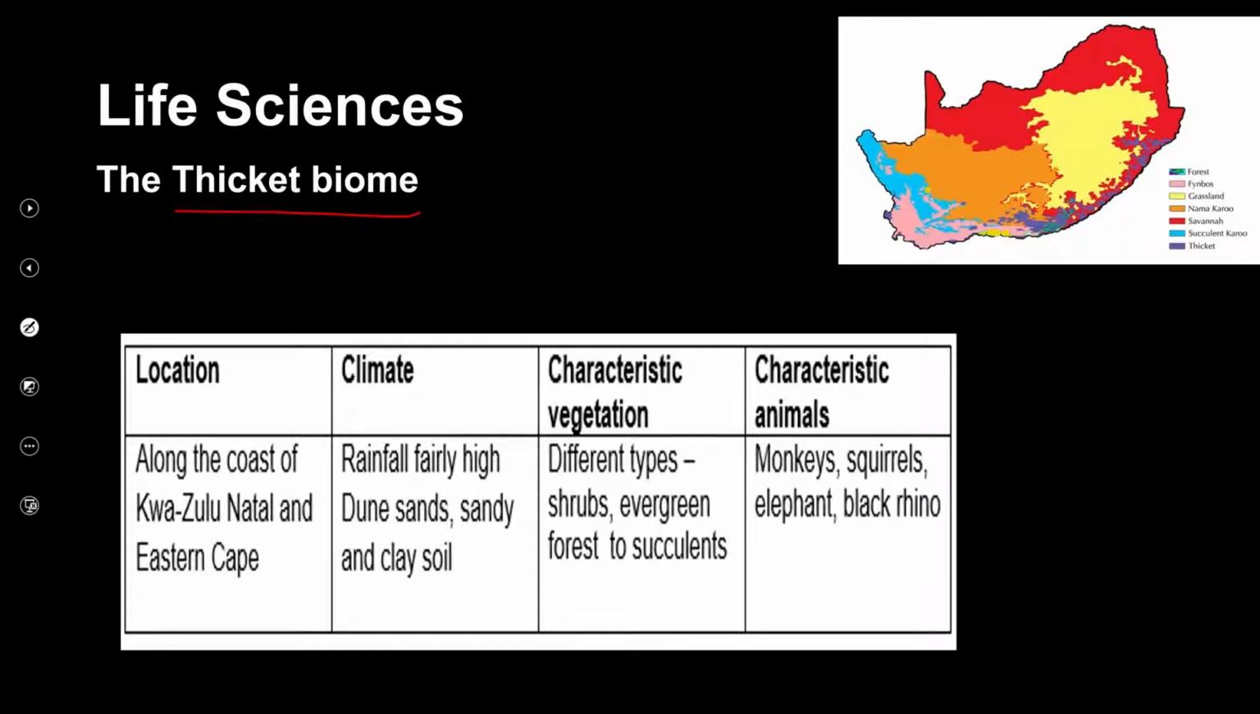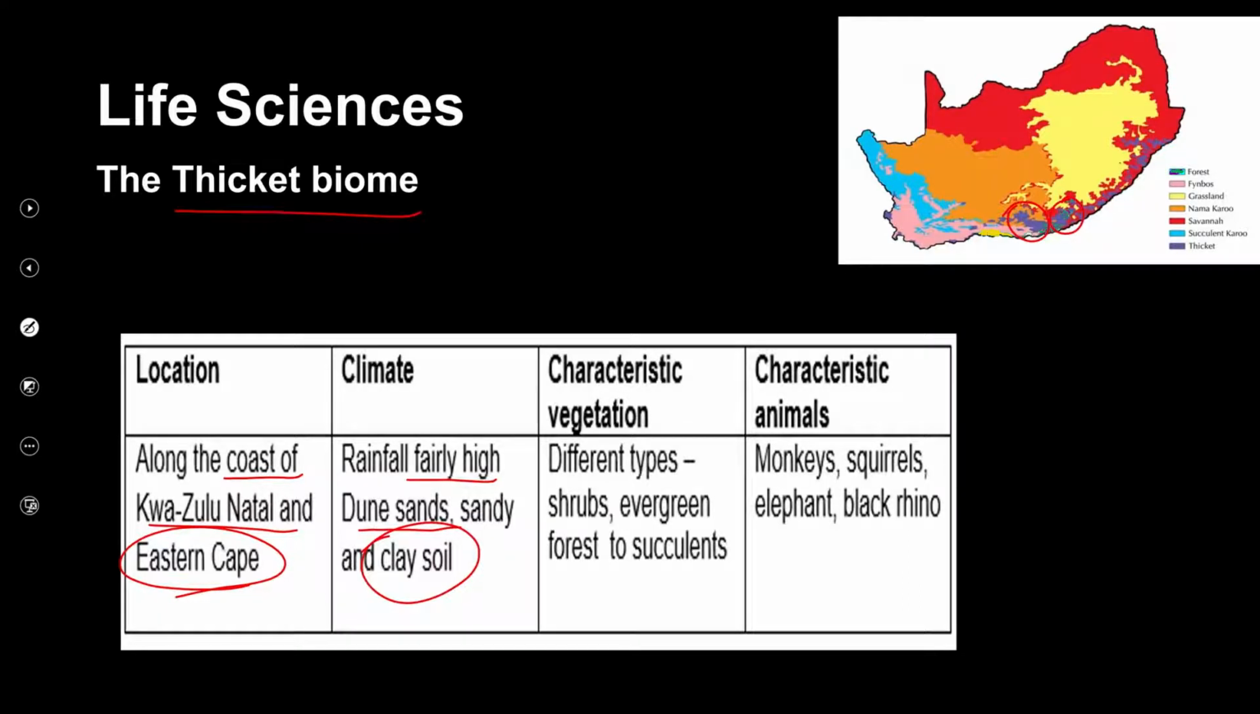Okay, and finally, as we wrap this section up, the thicket biome. Again, these are patches that are found along the eastern coasts of South Africa. So along the east coast of KwaZulu-Natal and the Eastern Cape. Here the rainfall is fairly high. There are areas that are covered with sandy dunes, and they have soil that's often very clayey.